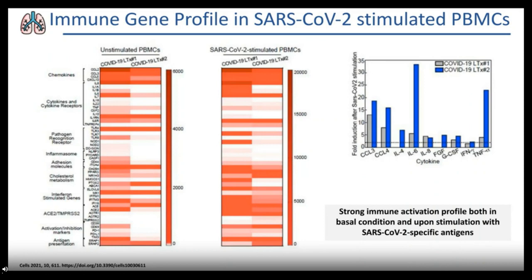Together with the gene expression data, the quantification of the cytokines in the supernatant from the culture of the PBMCs on the right confirmed that circulating lymphocytes from both subjects were characterized by a pro-inflammatory phenotype. In particular, high levels of monocyte-macrophage chemotactic and activating factors such as CCL3, 4, and G-CSF, and the pro-inflammatory cytokines such as IL-6 and TNF.